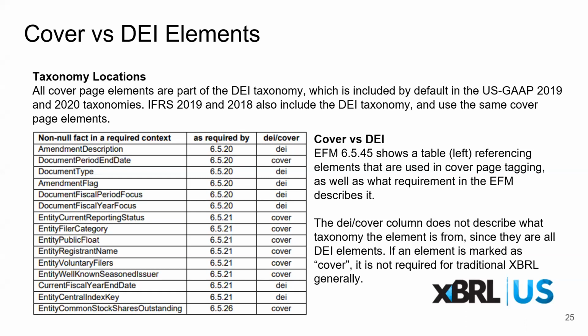It's a question I've gotten a couple of times. This doesn't mean they're in different taxonomies. It just means the DEI ones are required for regular XBRL, and the cover ones are required for just cover. So they're all required for inline XBRL, but the ones that are flagged as DEI are generally required only for regular traditional XBRL, which doesn't require the cover ones. But you have things like your amendment description, your document type, your amendment flag. These are required in all of your XBRL.